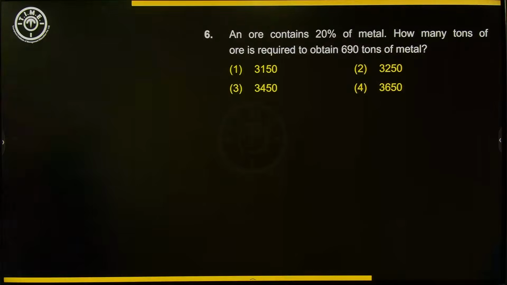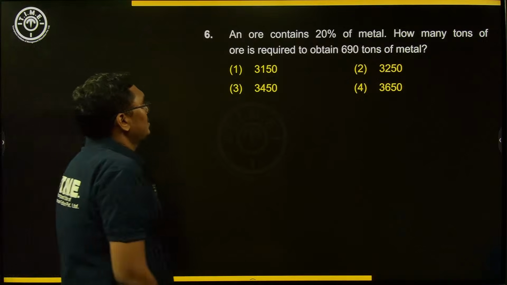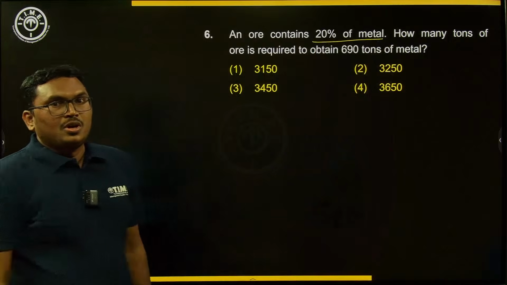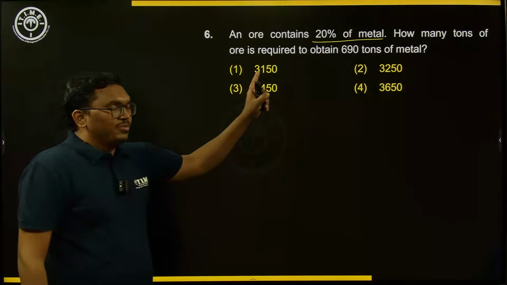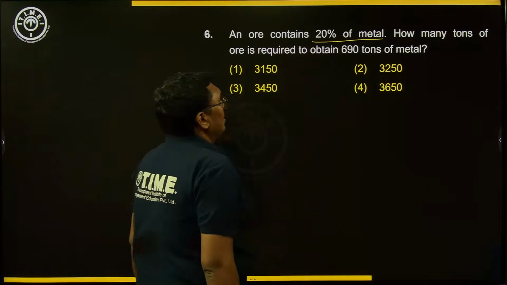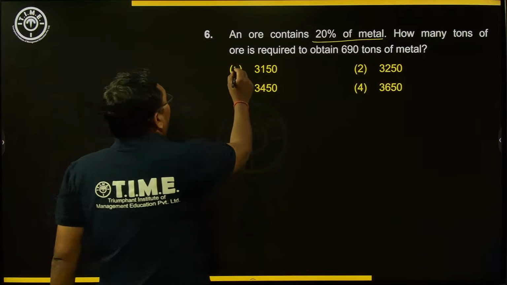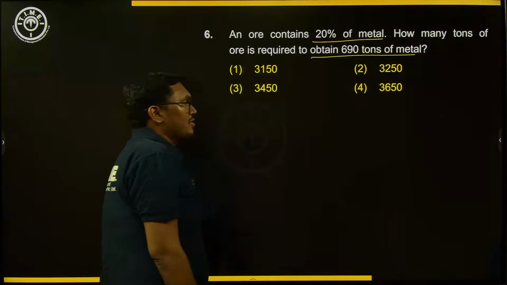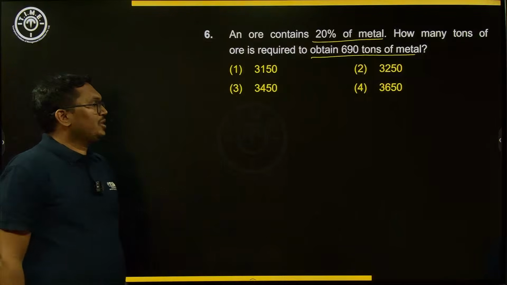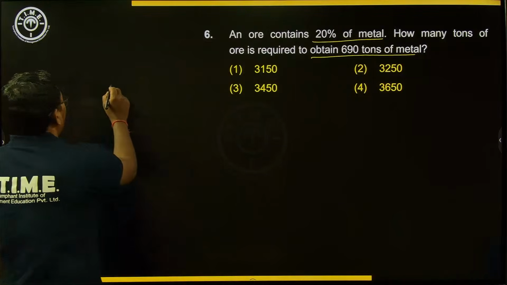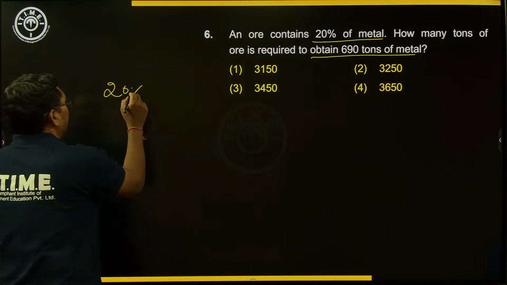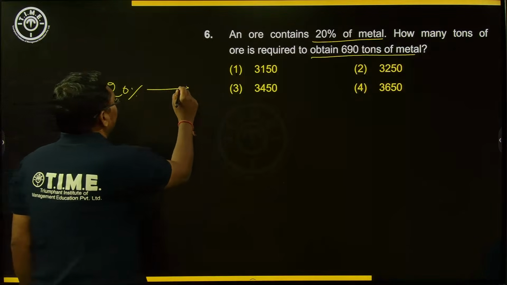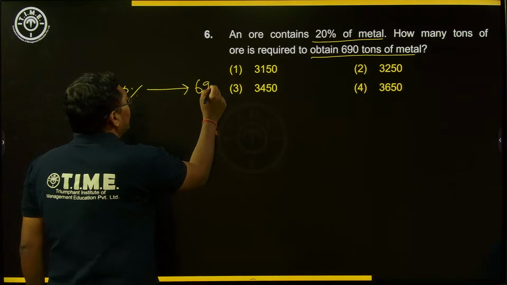Yeah, next, an ore contains 20% of a metal. So the ore contains, what percentage of metal is in the ore? 20% of metal. So how many tons of the ore is required to obtain 690 tons of metal? Okay, that means what? Metal percentage is 20%. So what is the value? So value given is 690.